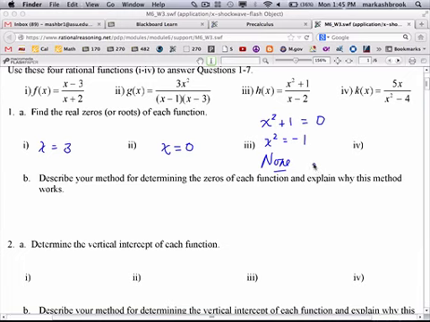Is it okay if you expanded x squared plus 1 to x plus 3 and x minus 2? It doesn't work. x plus 3 times x minus 2 is not x squared plus 1. That's x squared, then you're going to have a center term, plus x, minus 6. So it doesn't factor.